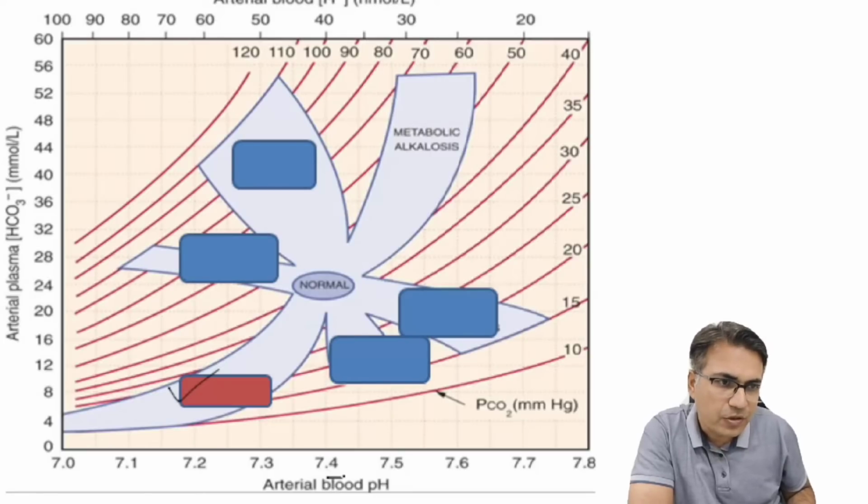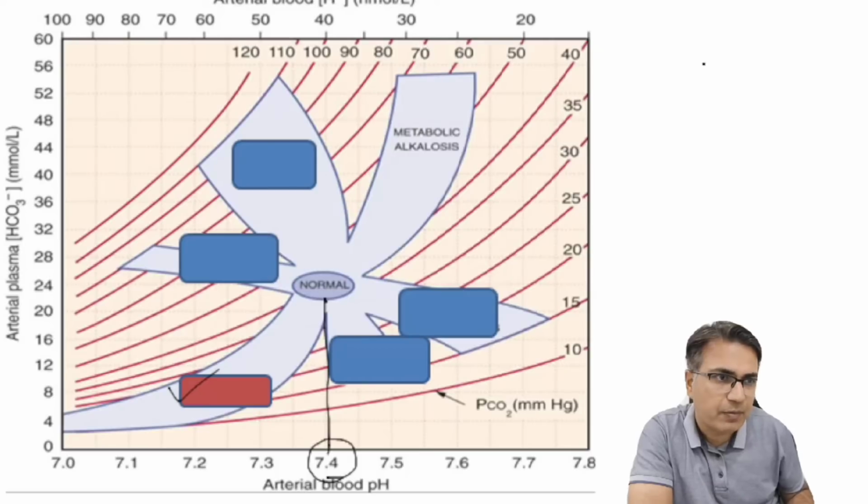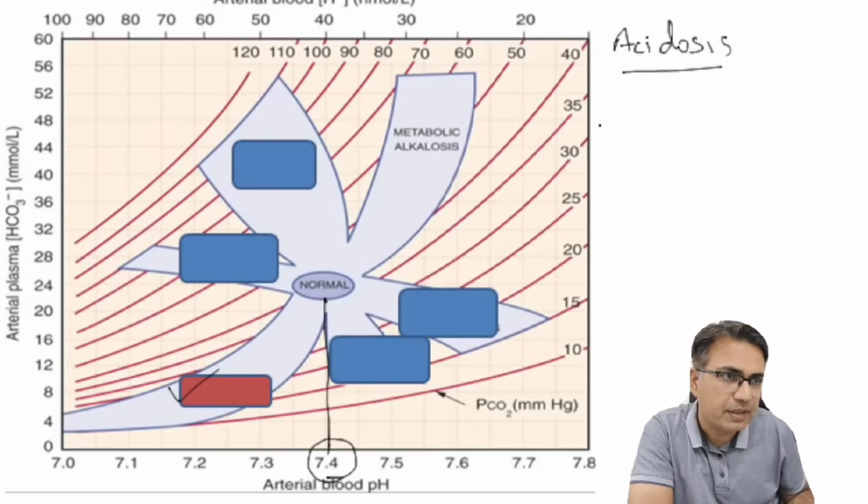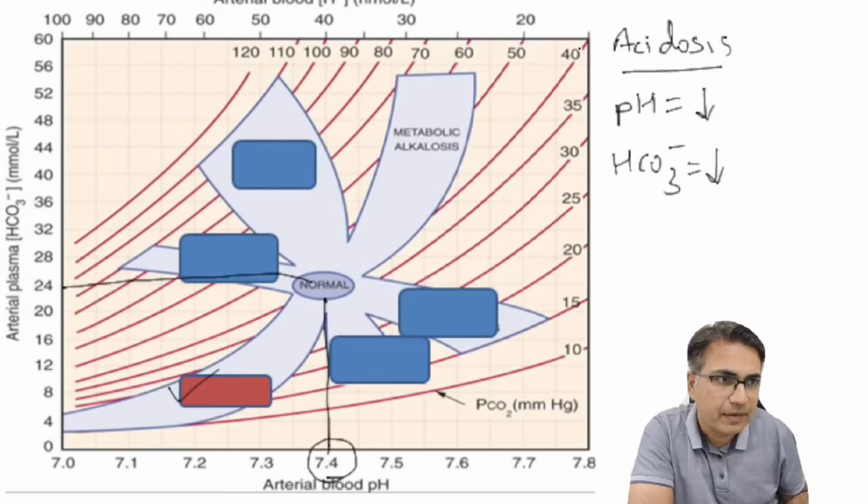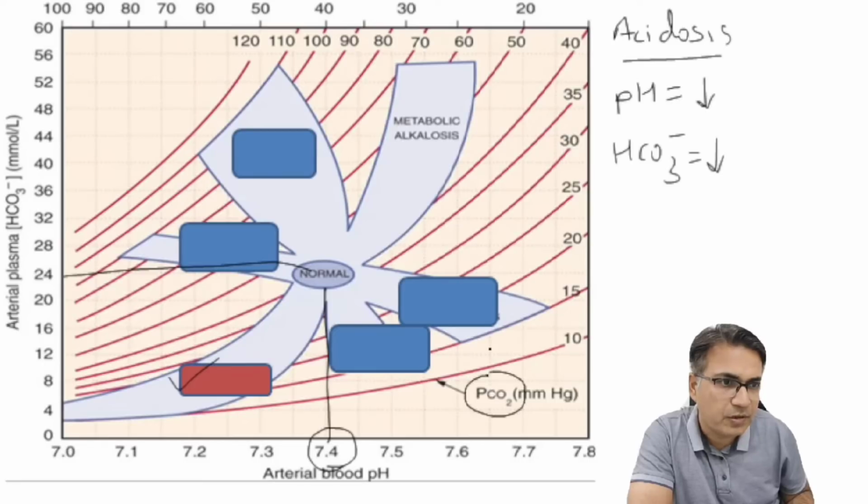Okay, now first you have to look at the pH. pH is less than 7.4, so it is acidosis, right? It is acidosis. Now check the bicarbonate level. It is less than 24. pH is less, bicarbonate level is again less, and third you have to check the PCO2 level. PCO2 normal is 40, so here the red line is below 40.